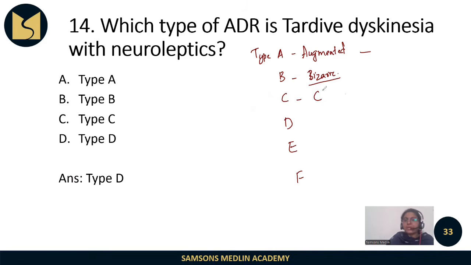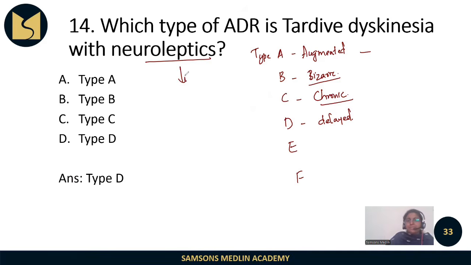Now, C means chronic. Chronic means chronic use of certain drugs. If we use that drug for a longer period of time, it can cause certain ADR. A best example is the hypothalamic pituitary adrenal axis suppression caused by corticosteroids. The next, D, delayed. After using the drug for a long period of time, certain ADR will come up. So this neuroleptic, what is neuroleptic?